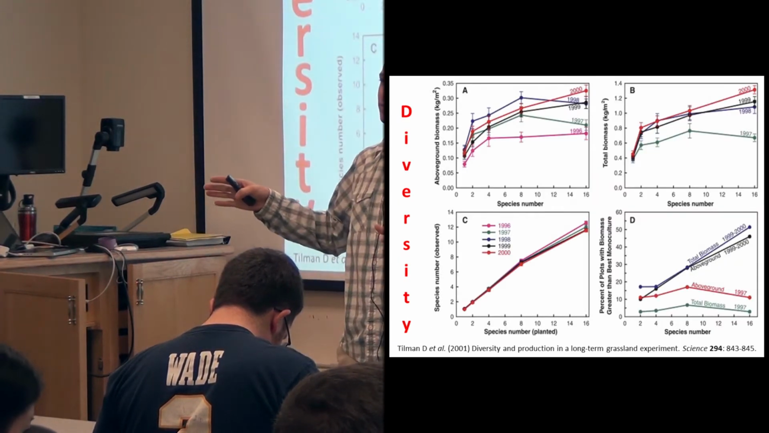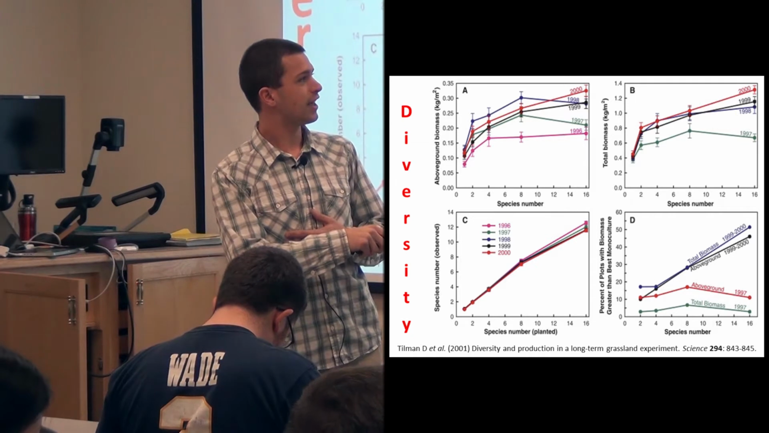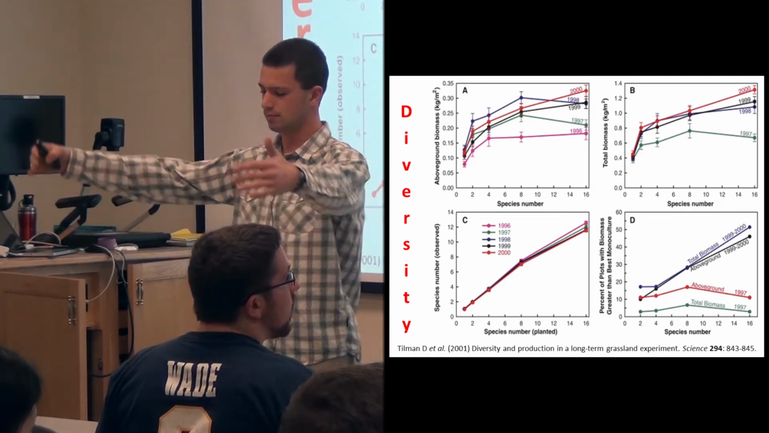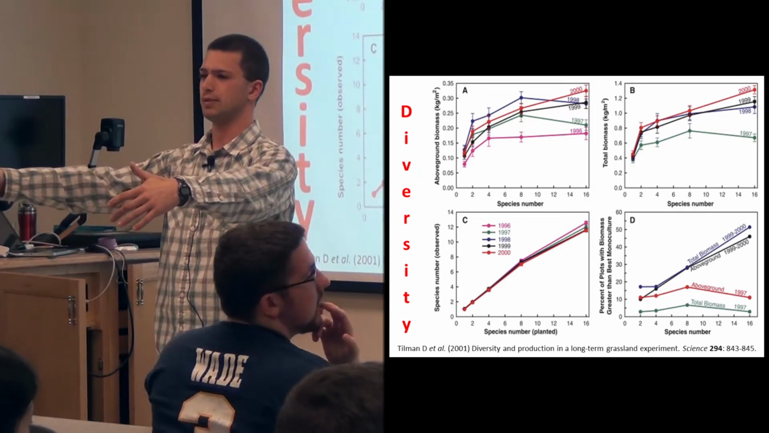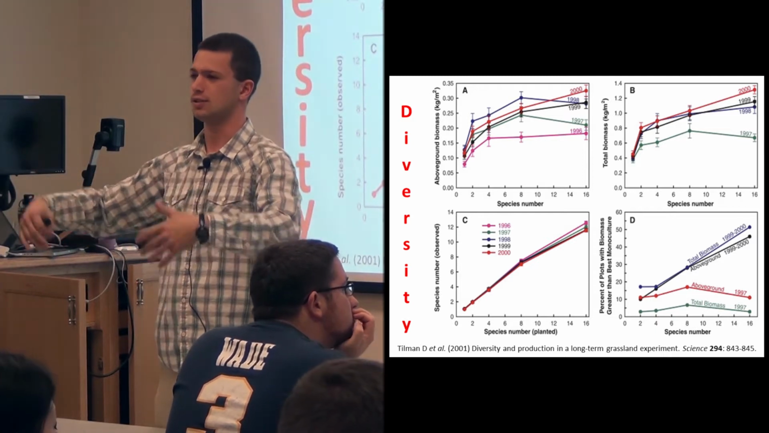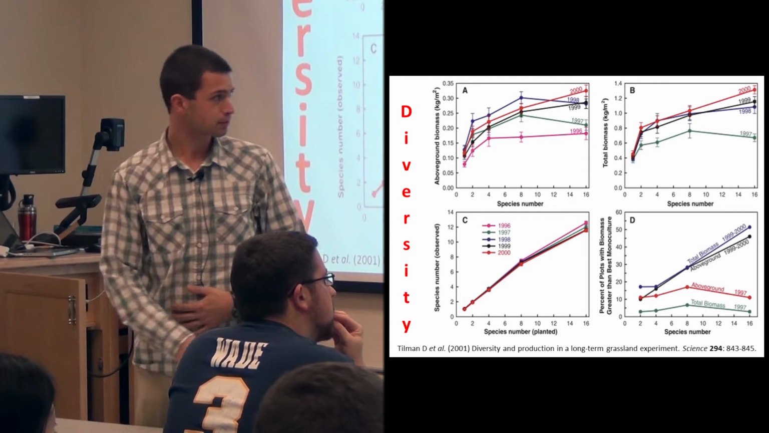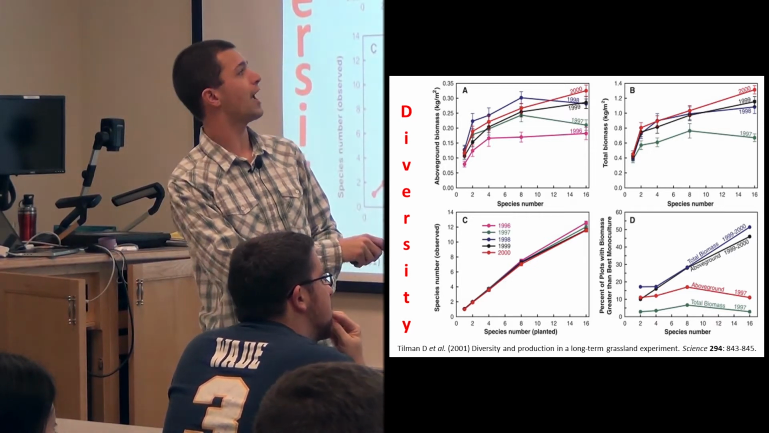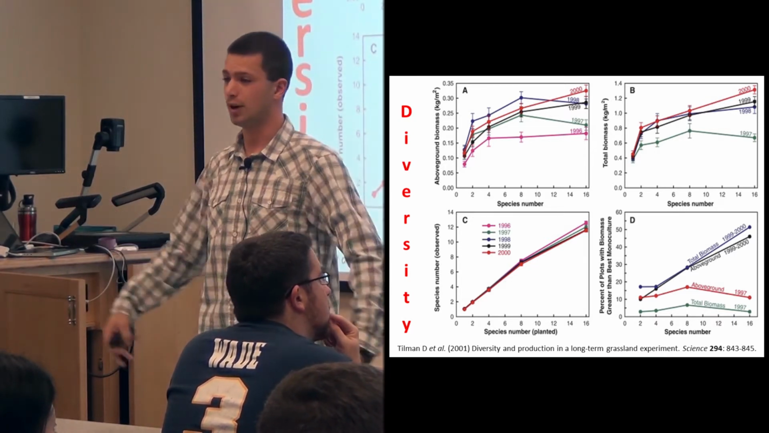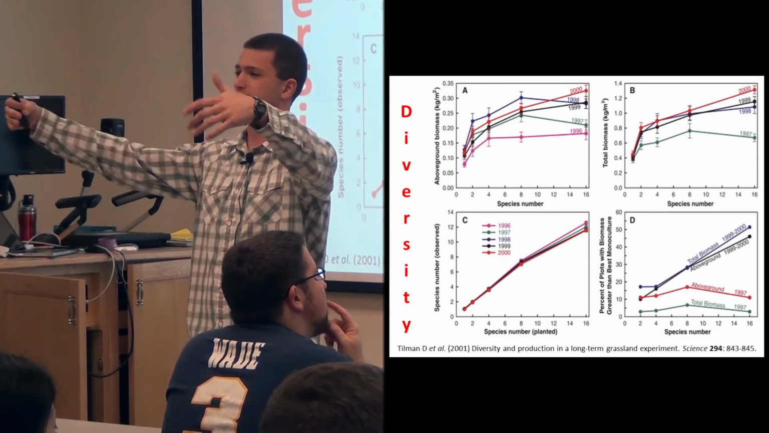These are some of my favorite graphs. The x-axis is the number of species. Imagine a square meter of land, and you have different numbers of species. Some squares have 1 species, some have 10, some have even more. So that's the x-axis. And the y-axis is basically productivity. How much stuff do the plants produce? How much biomass do they actually produce?